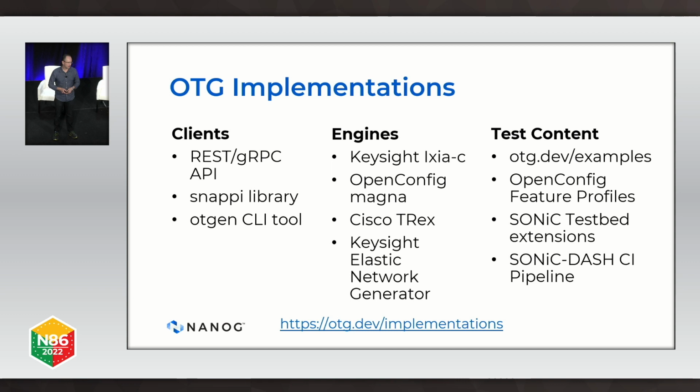So on the otg.dev website, we have examples. It's very easy to clone, reproduce, repeat, take a look how they work. In addition to that, the OpenConfig project has a big, growing library called feature profiles. That has a lot of examples of how to test different capabilities of network devices, and you're going to hear more about that today. And then we have a couple of examples of contributions to the Sonic ecosystem where we have some content there, written in OTG as well.